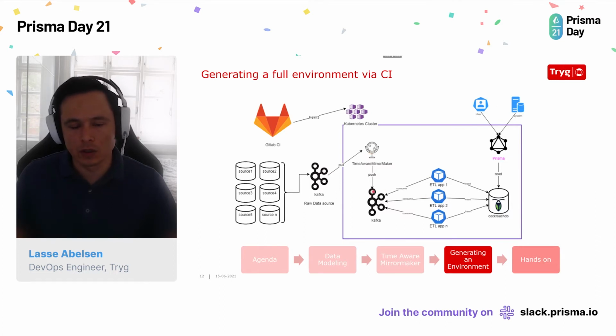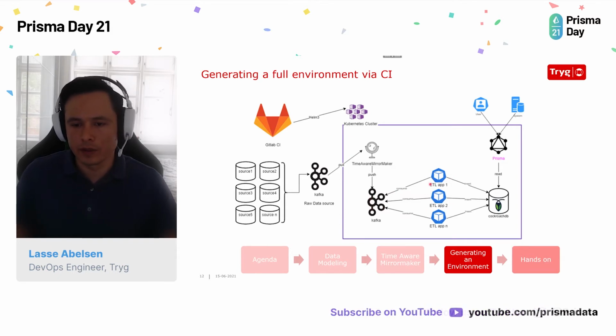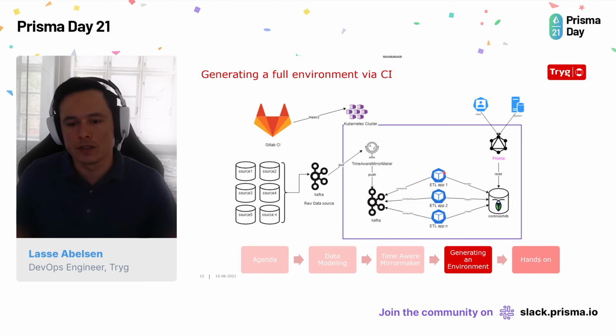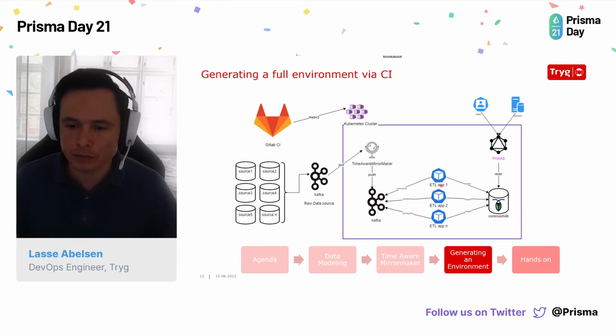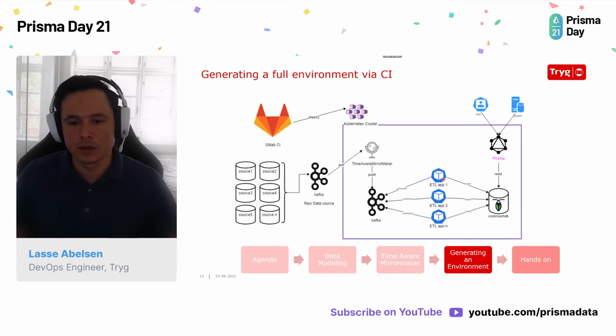So this cluster will only contain the data that the particular environment needs, and will of course only deploy the applications that we feel are necessary for this particular environment. A developer might only need a single application or a few applications. When we do performance testing, we might need all of them or a few of them, and for production, of course, we're deploying all the applications that are ready to transform data.